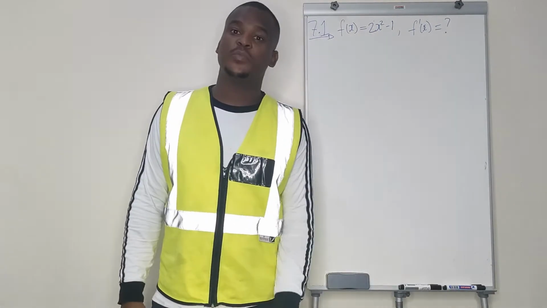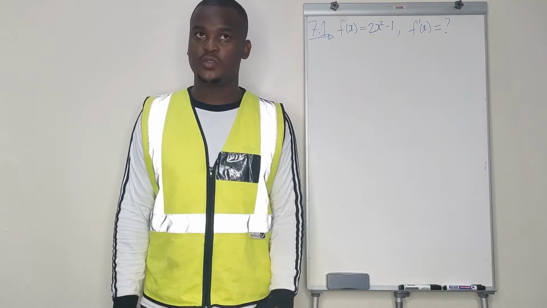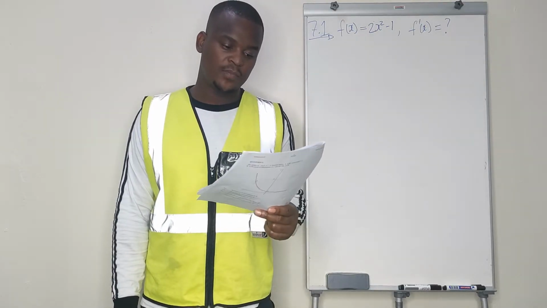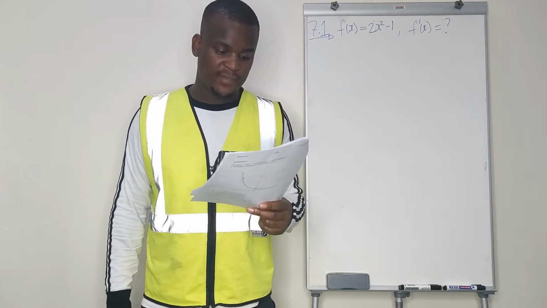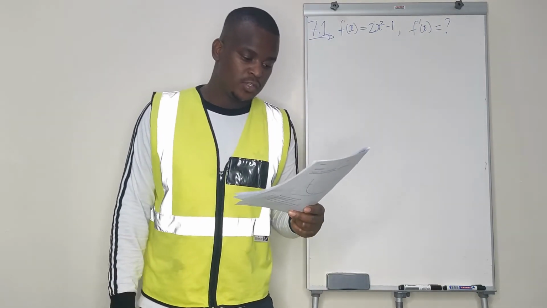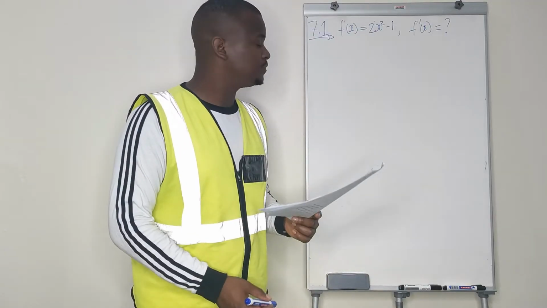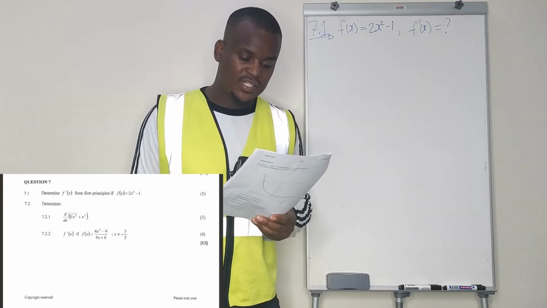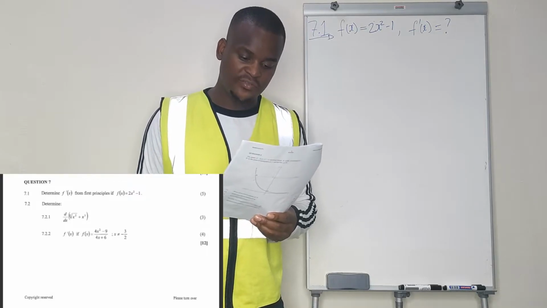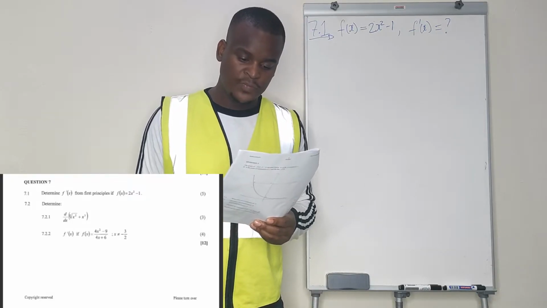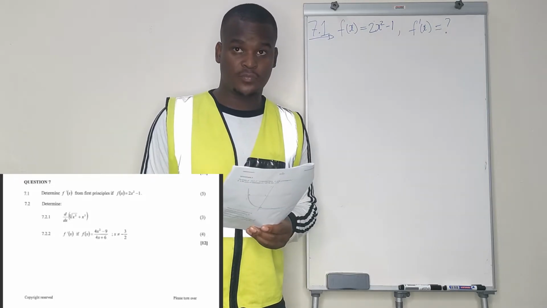So, in this video I'll be doing question 7 of November 2020 Mathematics Paper 1, and that is the beginning of calculus. So it's grade 12, obviously. So I'll start with 7.1. Determine f prime of x from first principles if f of x is equal to 2x squared minus 1.